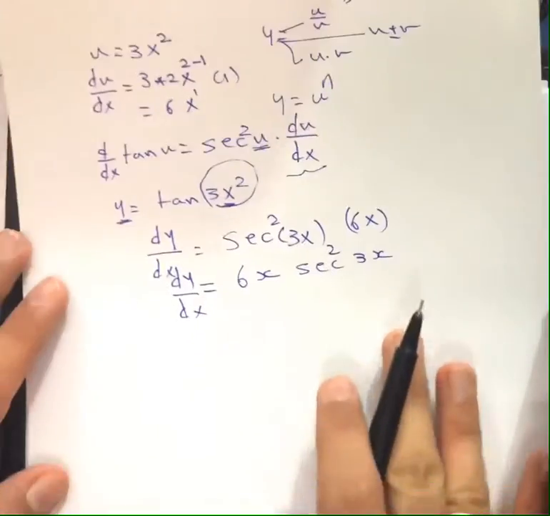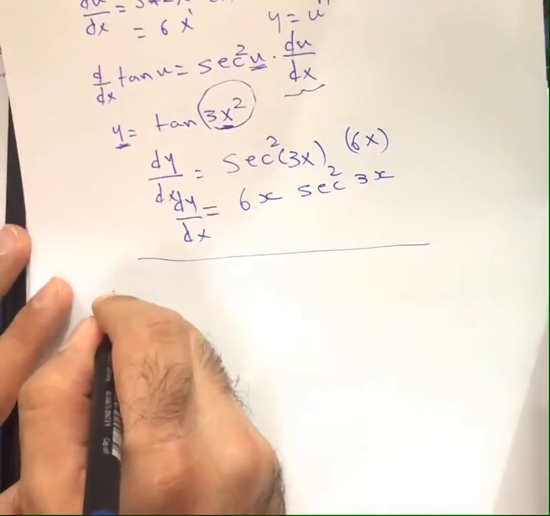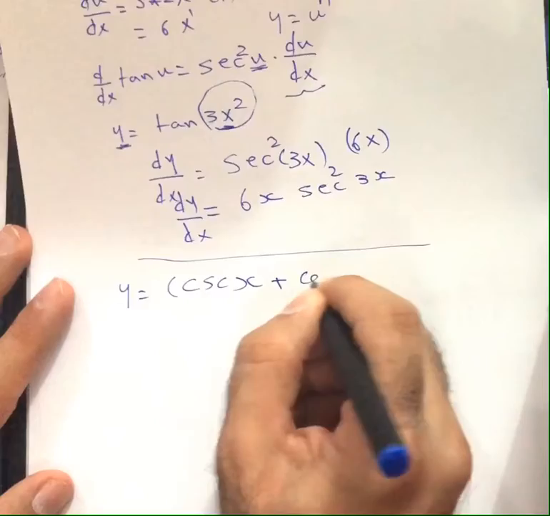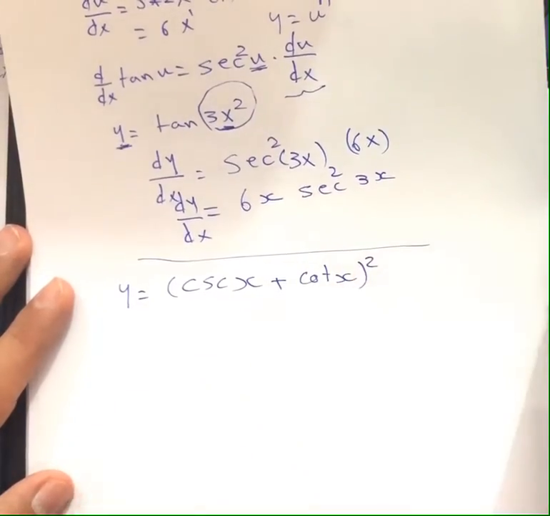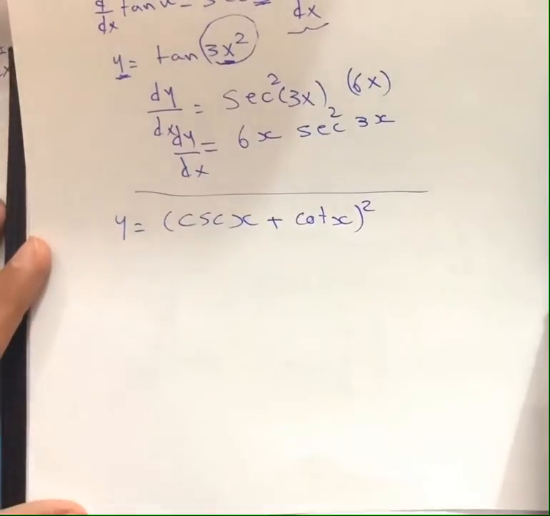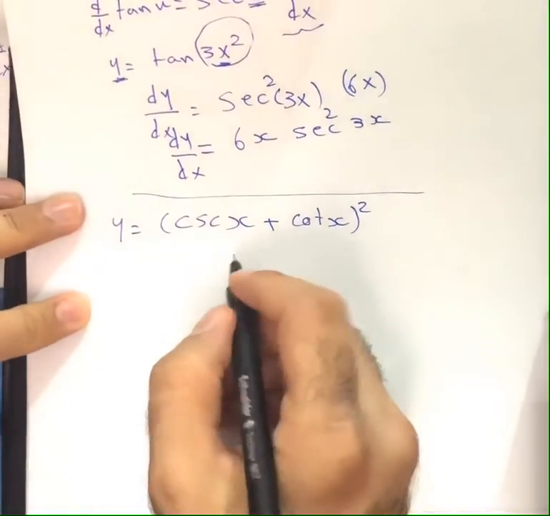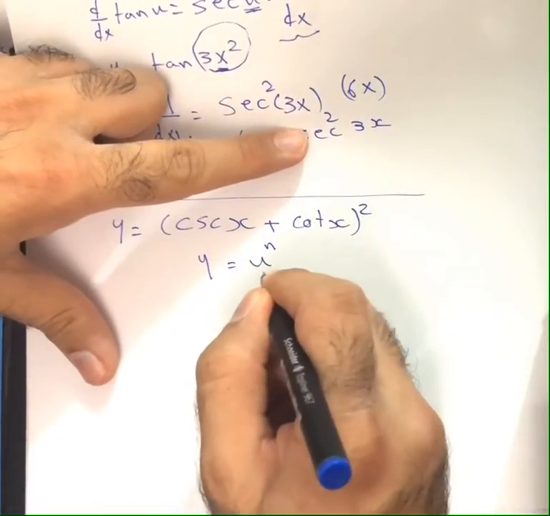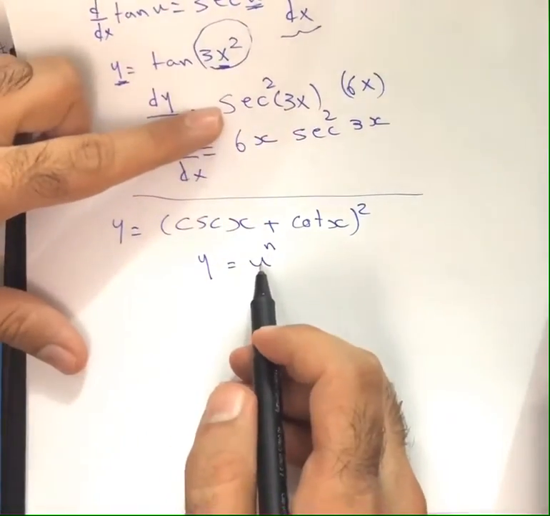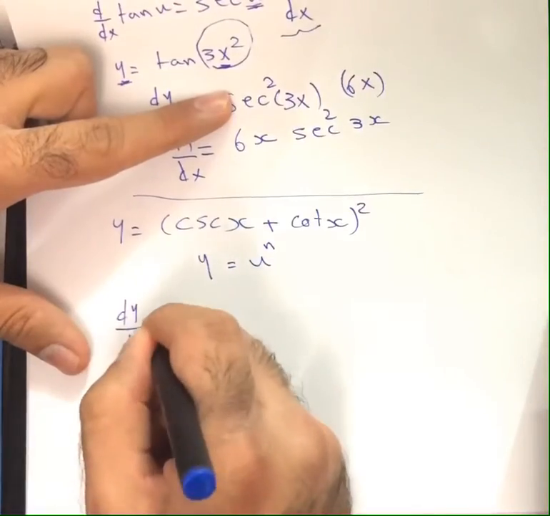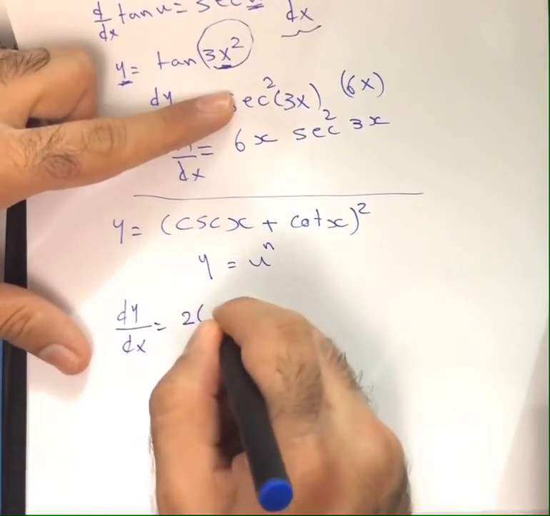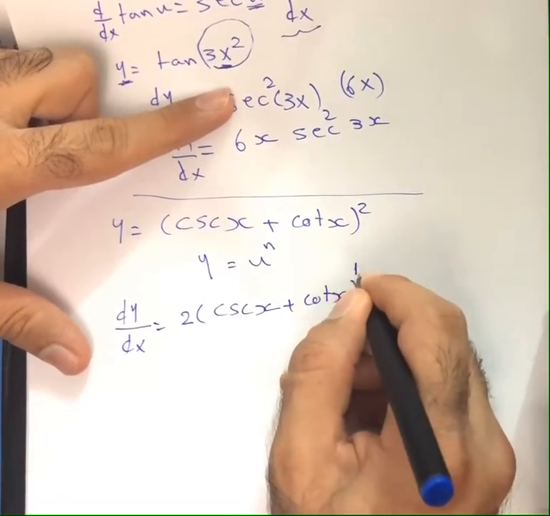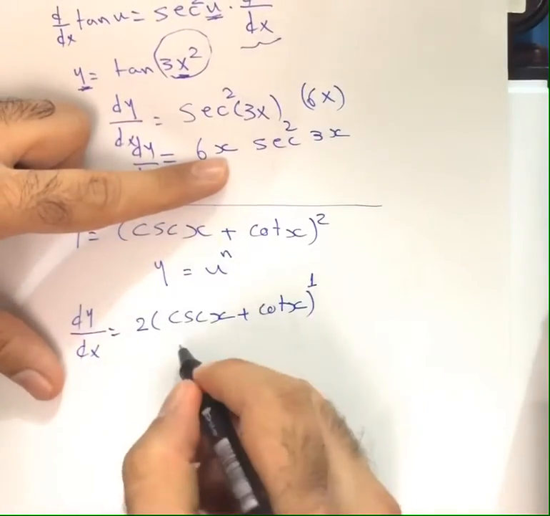Let us take another example. For example, let us find dy by dx for cosec x plus cotan x, squared to the power 2. Now, this is actually nothing but y equal to u to the power n. Then it is possible to find the derivative for a function like this, which is dy by dx equal to, this will be 2 multiplied by cosec x plus cotan x to the power 2 minus 1 is 1, multiplied by the derivative of this function.